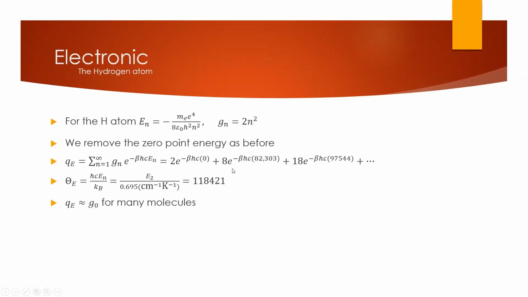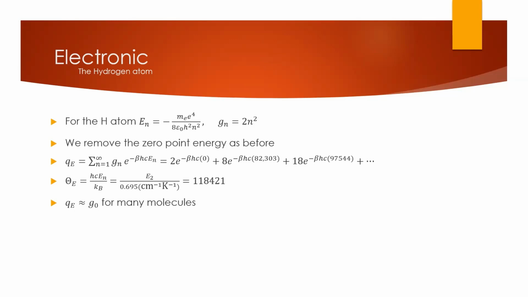Even this first excited state here, 8 times e to the minus beta hc 82,303, is essentially going to be 0. And so will every higher order energy. The only thing that will actually appear is the ground state, where we set the ground state to have 0 energy, and then e to the minus beta hc 0 is simply 1. And so what this means is that for most molecules, Q sub E is simply the degeneracy of the ground electronic state. And this is true for many molecules.